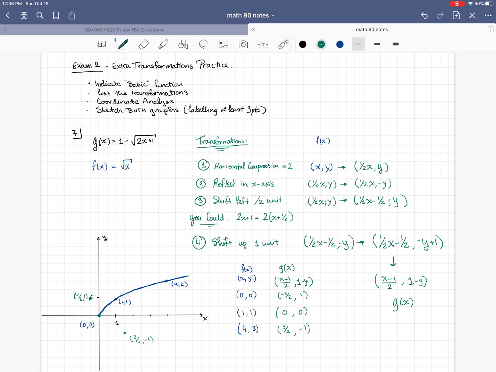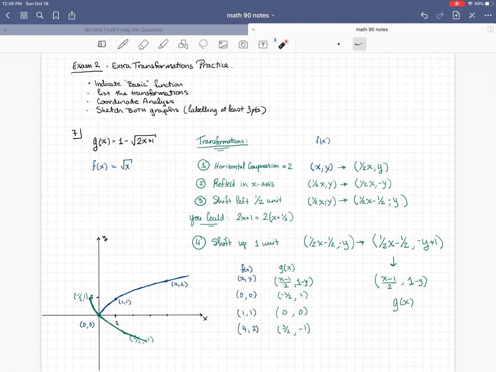Okay, here we go. There is our graph. So it's the same basic shape, but of course we see that we've got a compression. It's been flipped over the x-axis, shifted left, and shifted up.